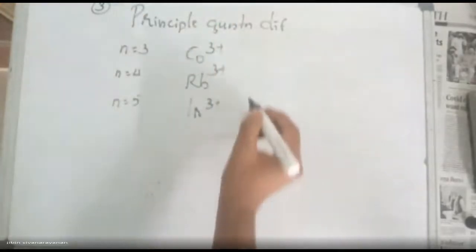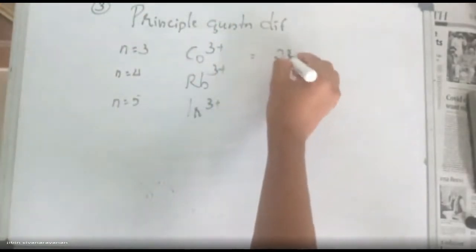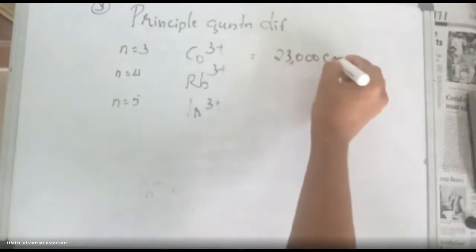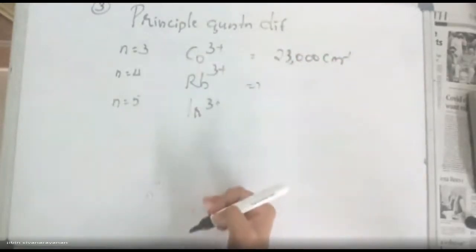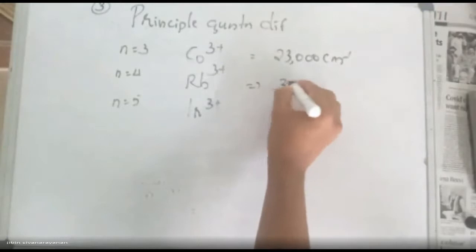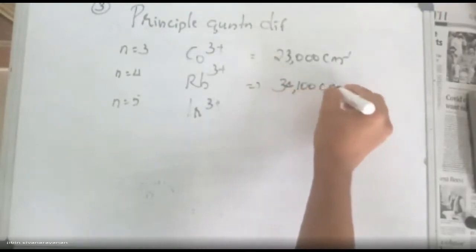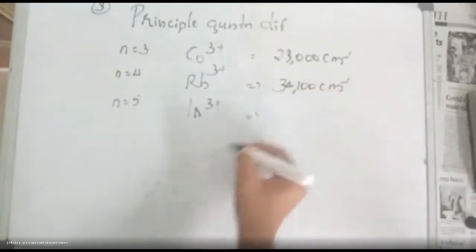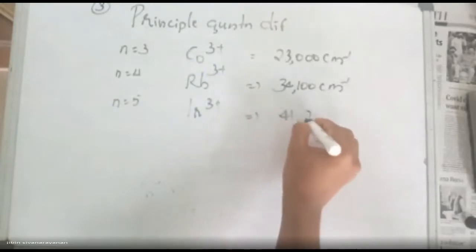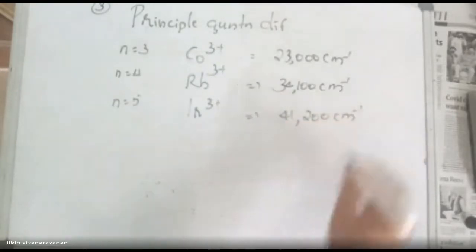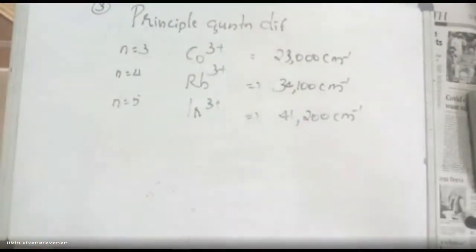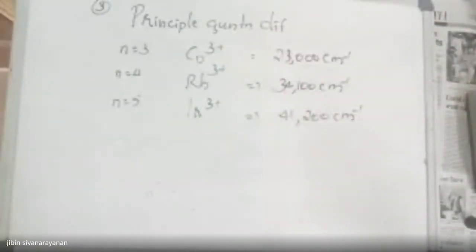What is observed is for cobalt 3 plus, it is around 23,000 centimeter inverse. When it comes to the fourth period, it is around 34,100 centimeter inverse. When it comes to iridium, it is 41,200 centimeter inverse. So what do you understand from this? As the principal quantum number increases, the splitting goes on getting higher. Why is it happening so?